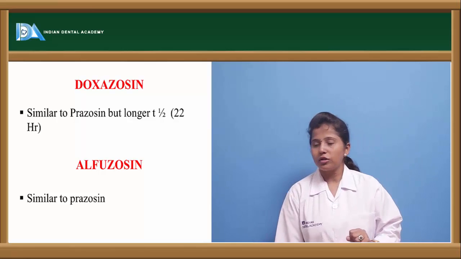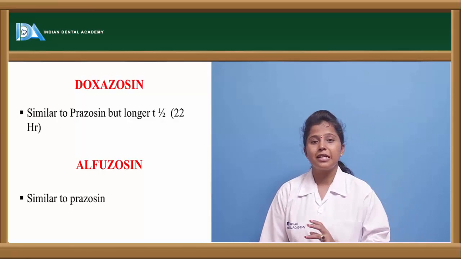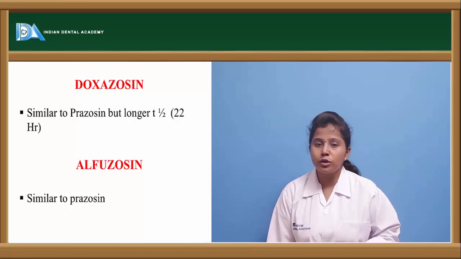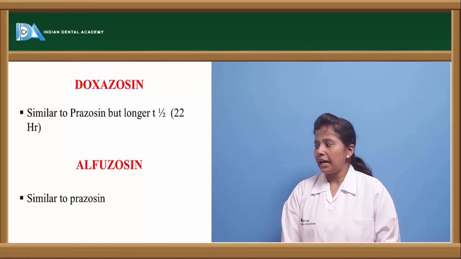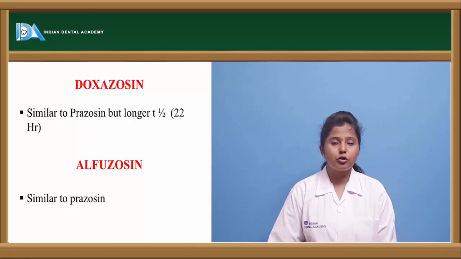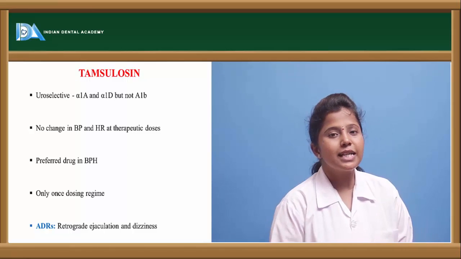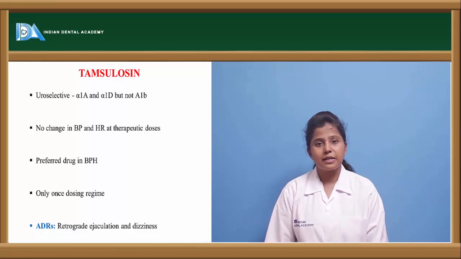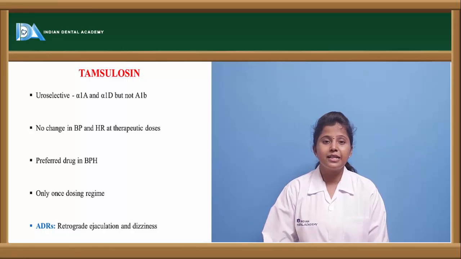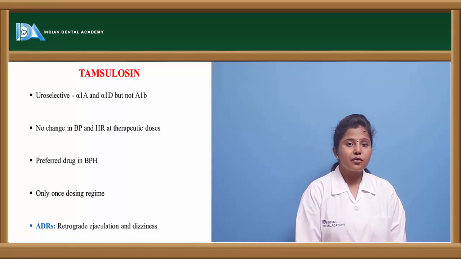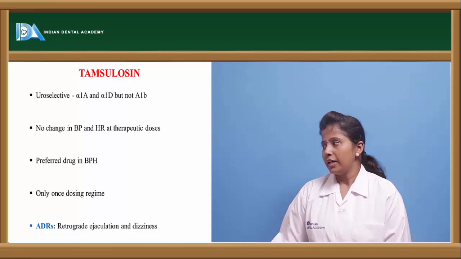If we see doxazosin, the actions are similar to prazosin, but it has a longer half-life, almost 22 hours. Whereas alfuzosin is as such similar to prazosin. The other drug is tamsulosin. Tamsulosin is also one of the alpha-1 receptor antagonists, but it is different from all the other drugs which we have discussed.